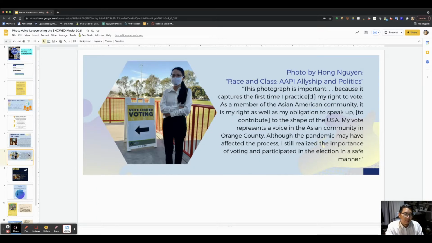Here's another one. This one's by Hong Nguyen, and she states, "This photograph is important because it captures the first time I practiced my right to vote. As a member of the Asian American community, it is my right as well as obligation to speak up, to contribute to the shape of the USA. My vote represents a voice in the Asian community in Orange County. Although the pandemic may have affected the process, I still realized the importance of voting and participated in the election in a safe manner."